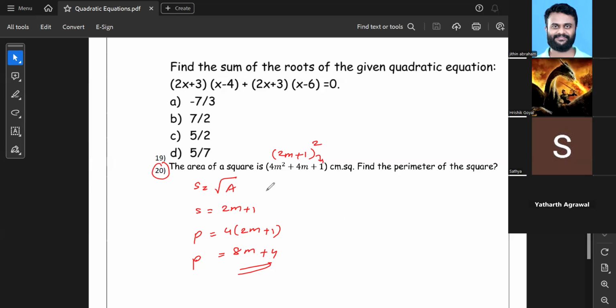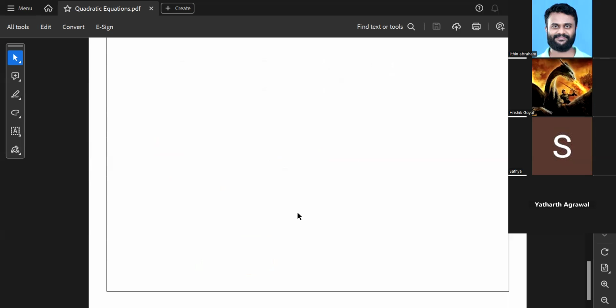Okay, erasing this. So with this we have come to an end of this worksheet.